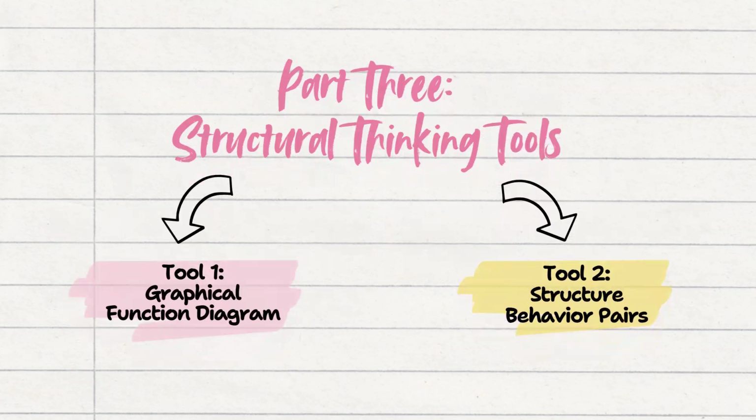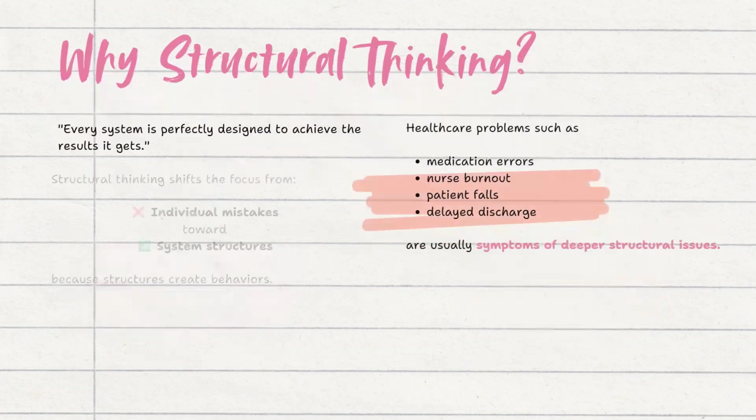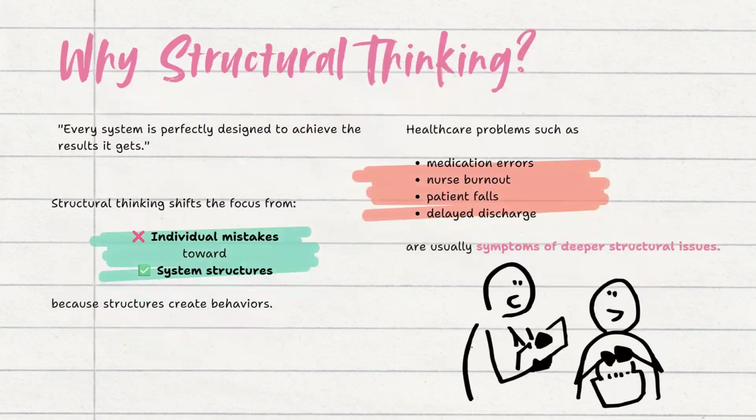The first half of this presentation is the structural thinking tools. Under this category, we have the graphical function diagram and structure behavior pairs. First, let's discuss: what is structural thinking, and why structural thinking?